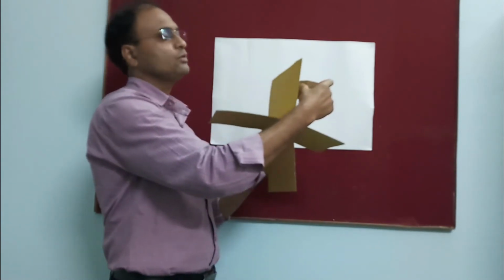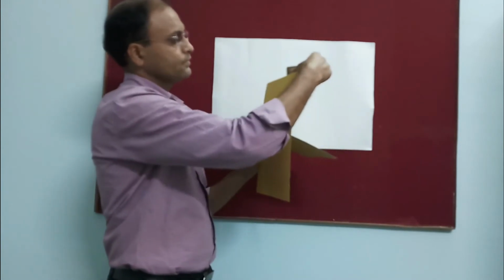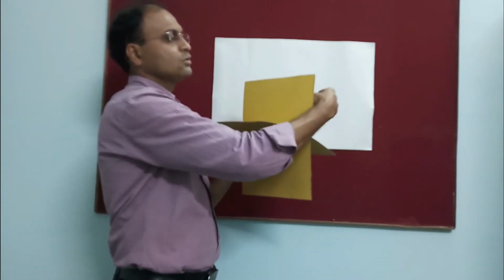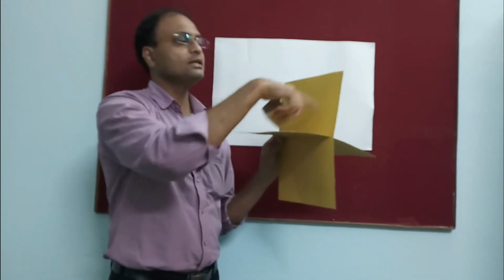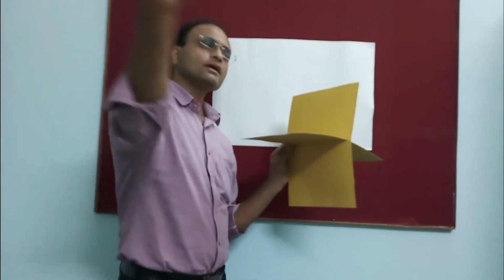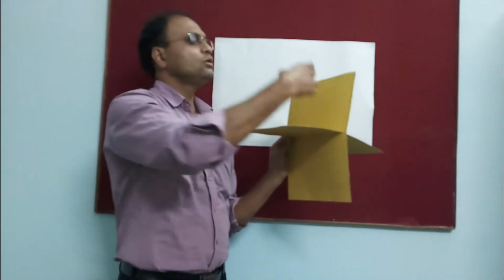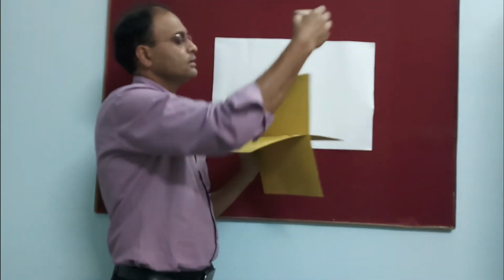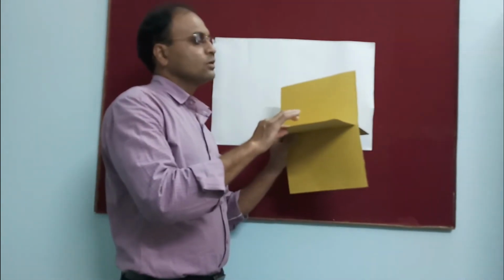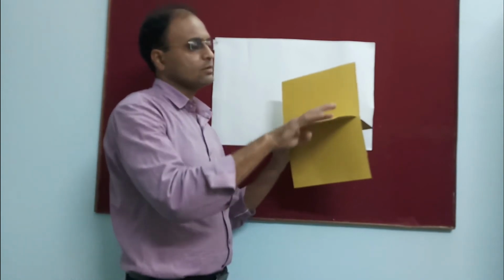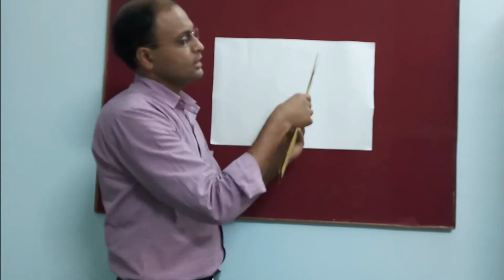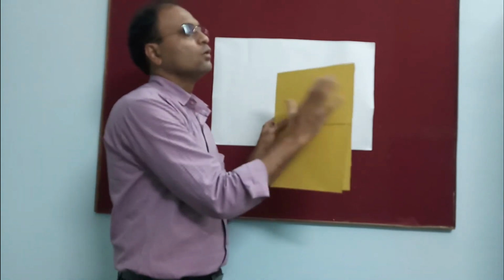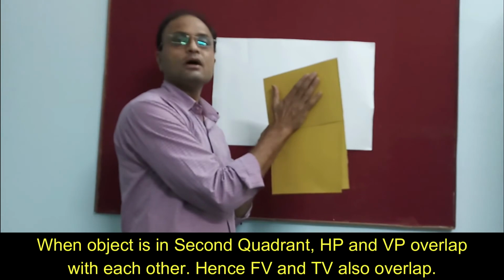Where will you get the front view and top view? Again the front view will be obtained here. Though it is going behind VP, for the purpose of getting projections we assume that the planes are transparent. When you look at the object from infinite distance, you get the front view here and the top view here. As per convention, if I rotate the horizontal plane HP in a clockwise direction through 90 degrees, we see HP and VP are overlapping with each other. I hope you understood this.